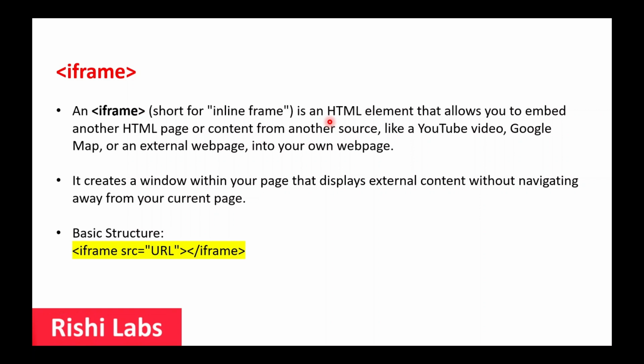Suppose you want to embed a YouTube video inside a web page, you will be able to do it through the iframe tag. You can also show a Google Map inside a web page, or an external web page inside your own web page which you have developed. What iframe does is create a window within your page that displays external content without navigating away from your current page. So you will stay on your current web page, but within that web page, you will be able to embed a YouTube video, Google Map, or external web page with the help of the iframe tag.